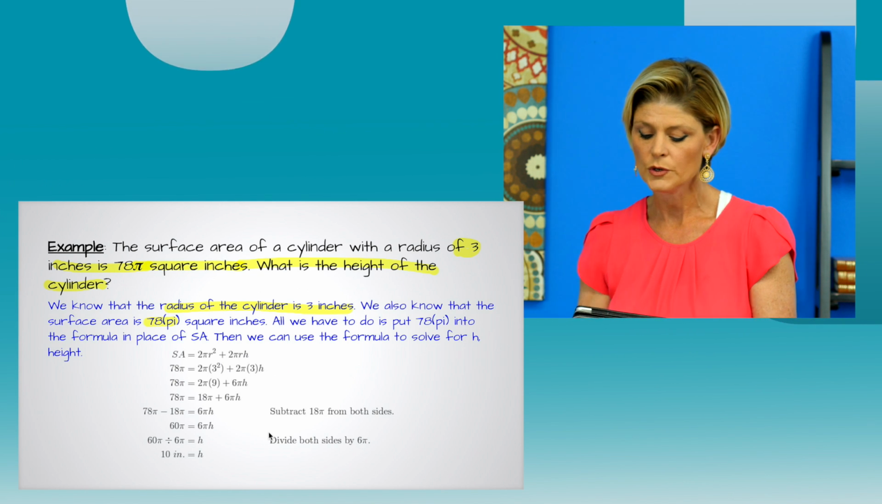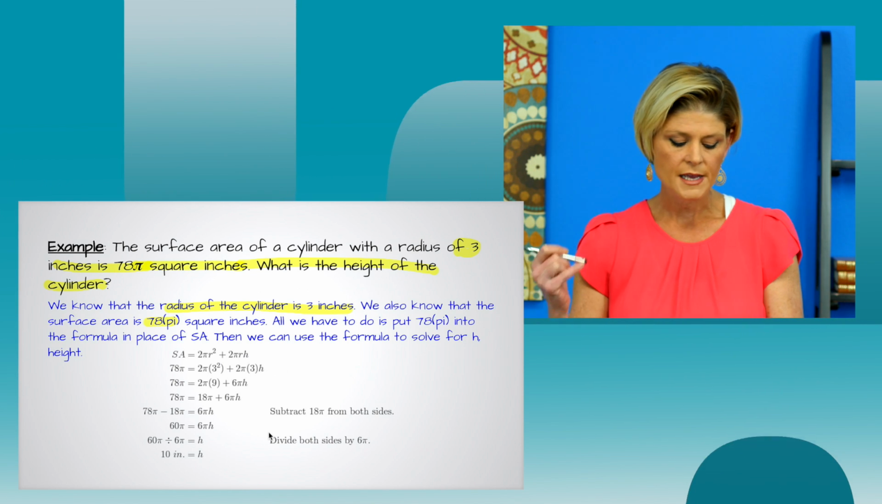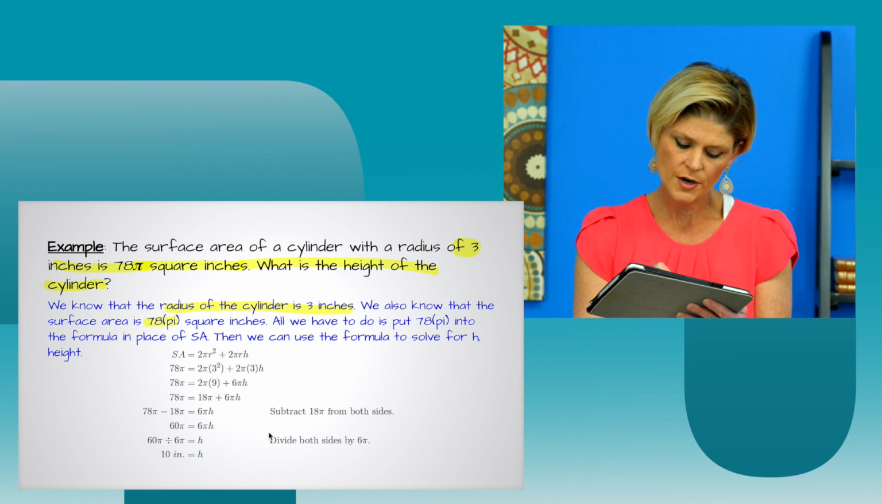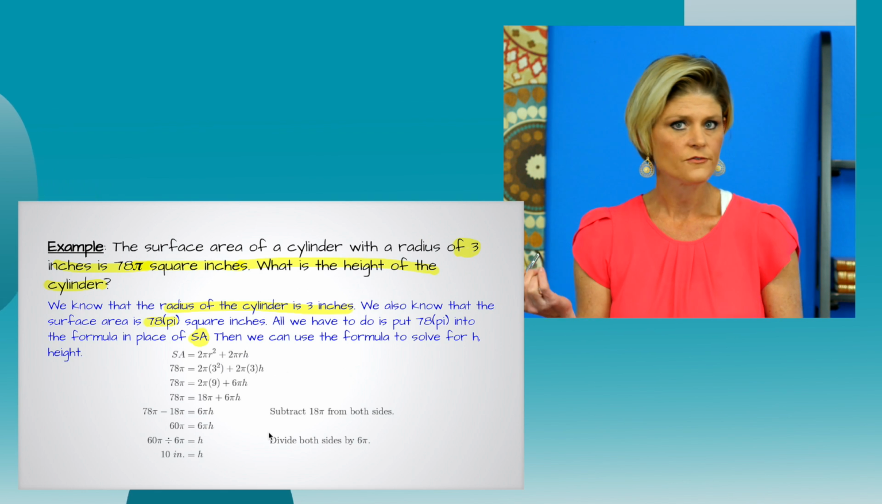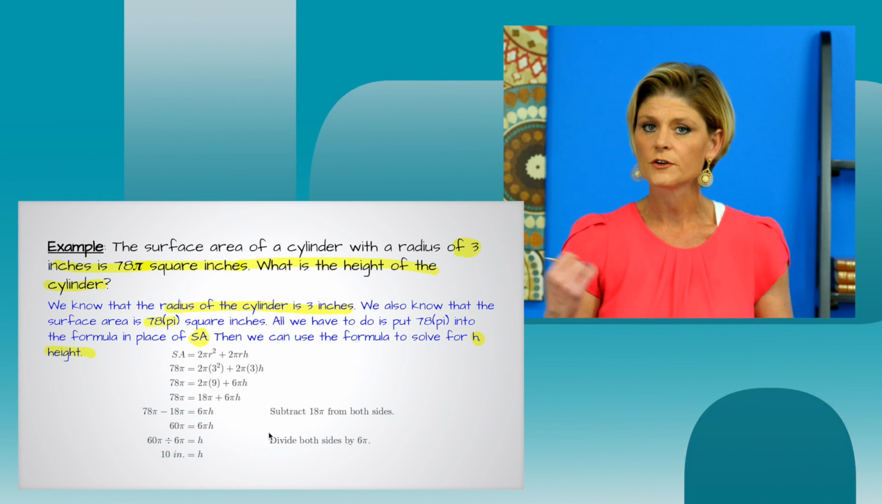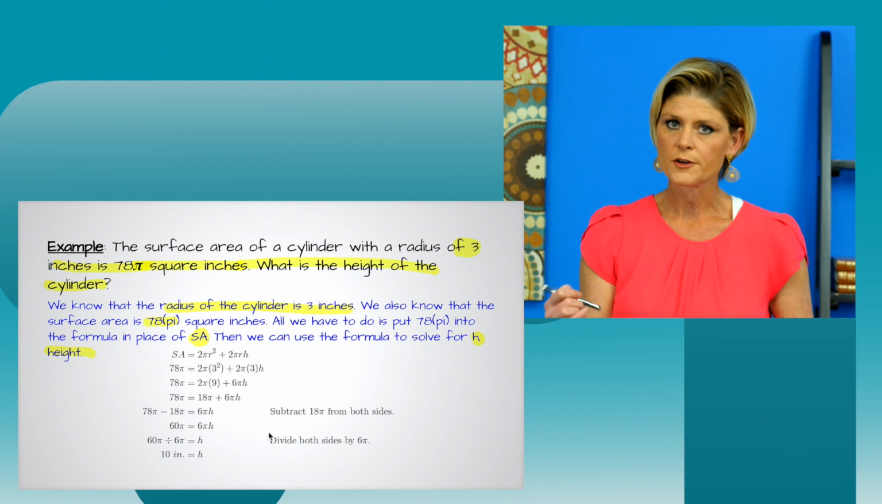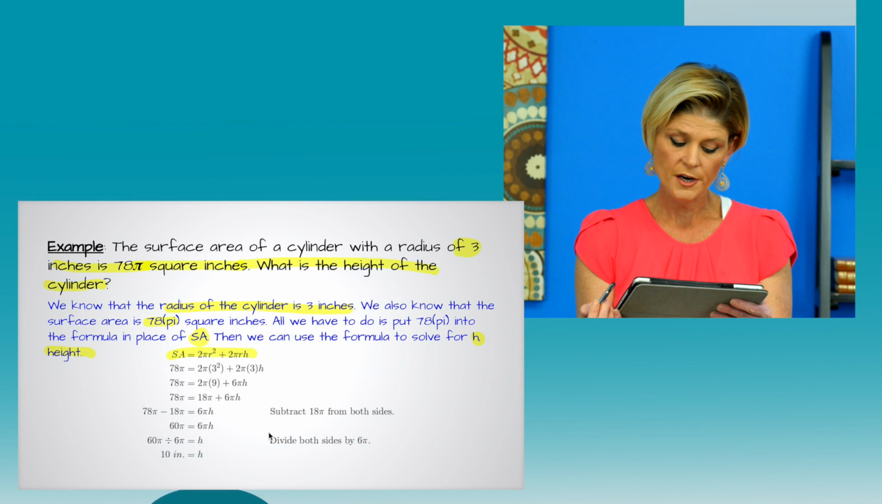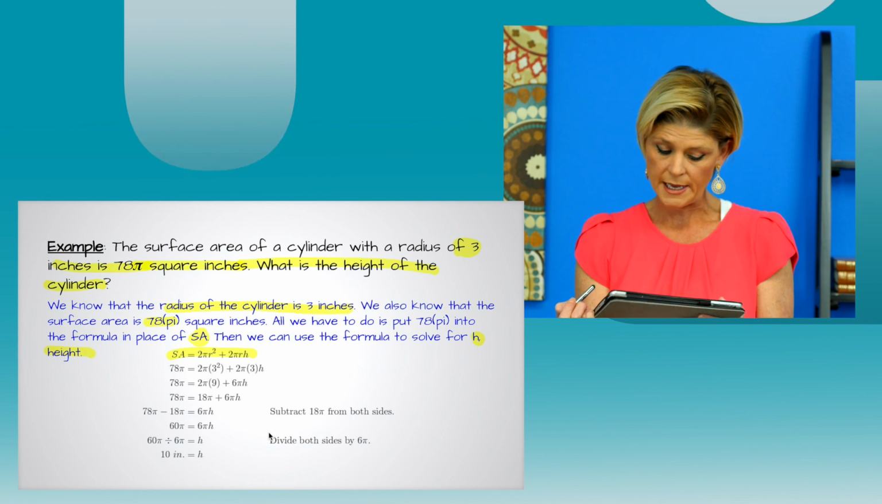So all we have to do is put 78 pi into the formula in place of SA, for surface area. And then we can use the formula to solve for H, just like we did in our last lesson. We knew the volume, but now we know the surface area. So just write your formula out. Surface area equals 2 pi r squared plus 2 pi rh.